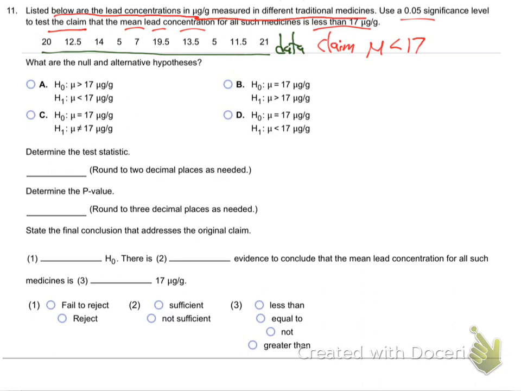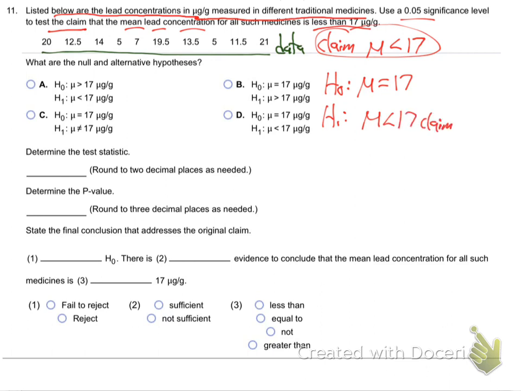The mean lead concentration is less than 17. That's the claim. What's the null? What's the alternative hypothesis? So you know how this works, right? The null is always equals. So the alternative must be the claim: less than 17.